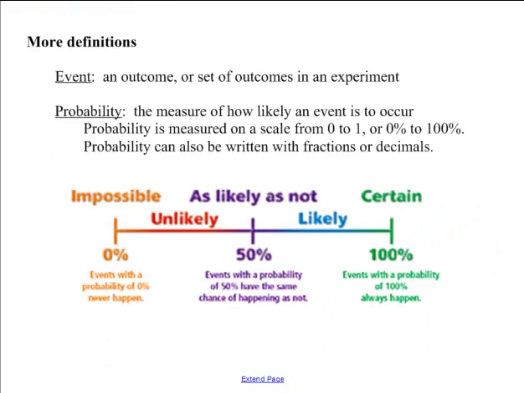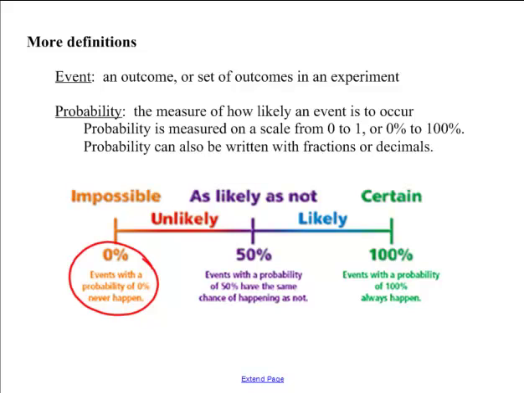So now that we have those 4 definitions down, 2 more. Event and probability. An event is an outcome or set of outcomes in an experiment. And the probability is the measure of how likely that event is to occur. We measure probability on a scale from either 0 to 1 or 0% to 100%. So if you look at this scale right here, if something has a probability of 0 or 0%, that means it's never ever going to happen. There's no chance of it.